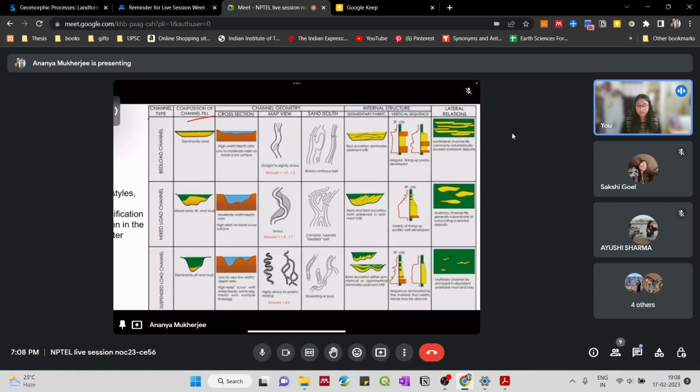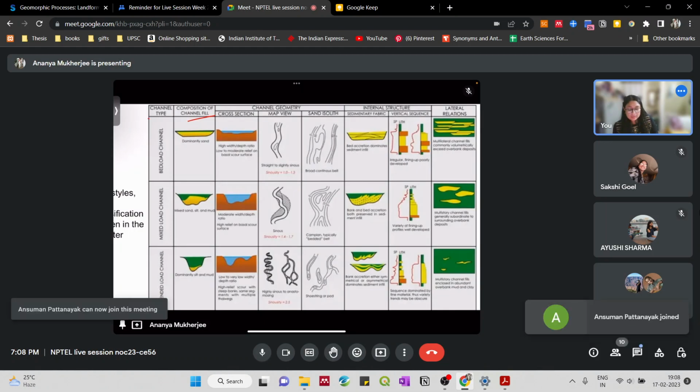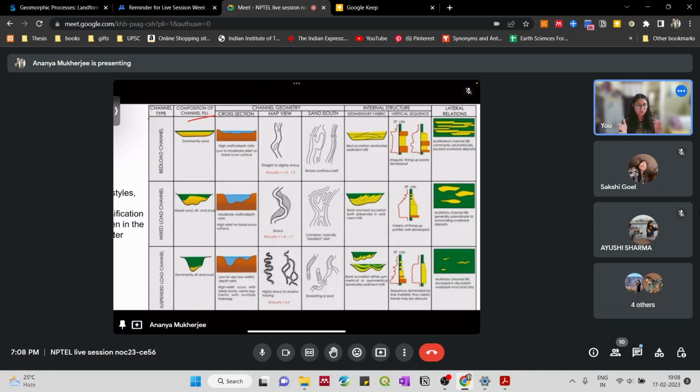Suppose we are talking about a bed load channel. Bed load channel means it has more of the bigger particle size sediments. You can see that it is dominantly made up of sand. The channel fill, the place or the region where it is flowing through, has mostly sand.